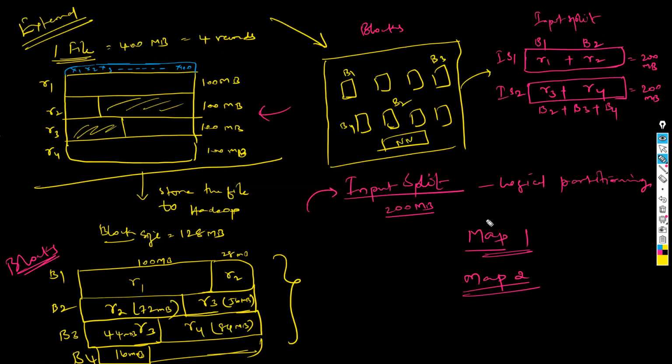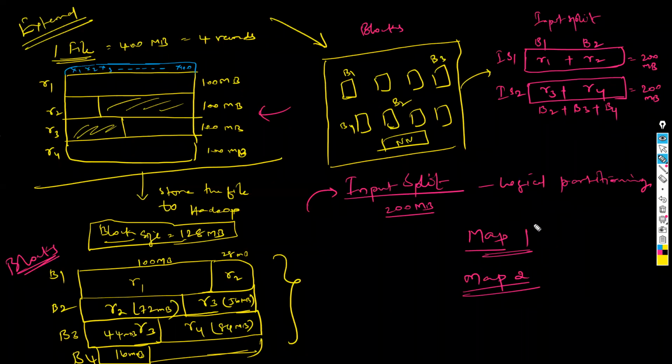An input split can be of any size based on the data that we are working on, based on the transaction that we are doing. We can decide the input split, whereas this block size is fixed. We cannot change this. This is fixed.